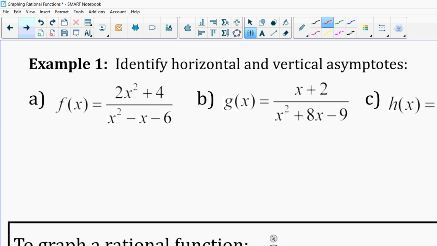Now, we're going to do A, and then I'm going to give you a break. Okay? Identify horizontal and vertical asymptotes. Let's talk horizontal first, since you just did one.